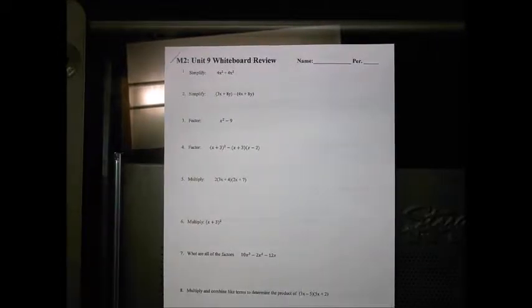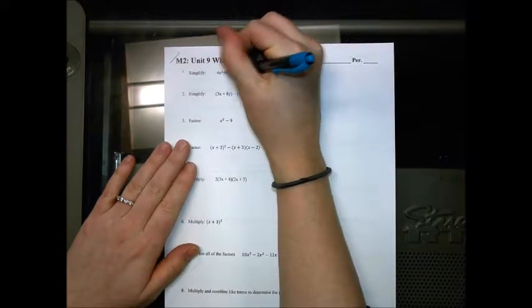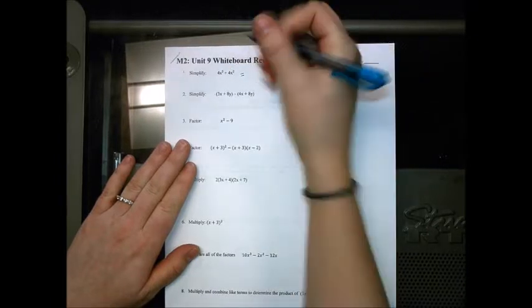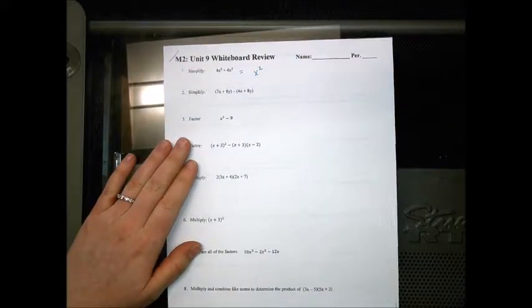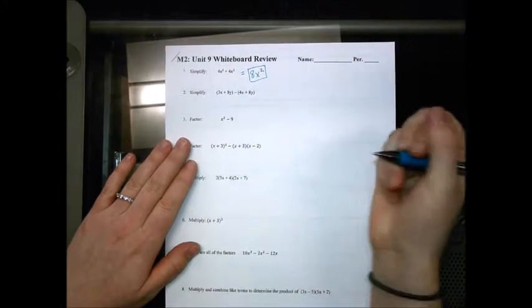Okay, this is the whiteboard review for Math 2 Unit 9. Number 1, simplify. This is an addition problem, so we want to add like terms. Both of these are like terms, which means we keep the x to the second power and you add the coefficient. So my answer is 8x squared.